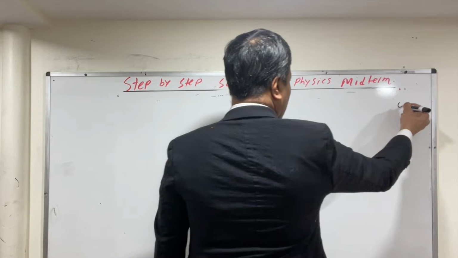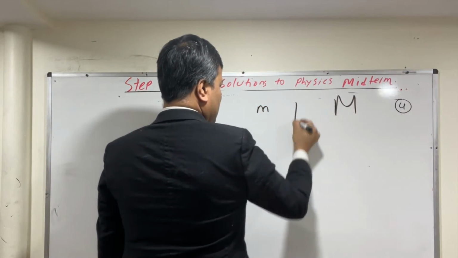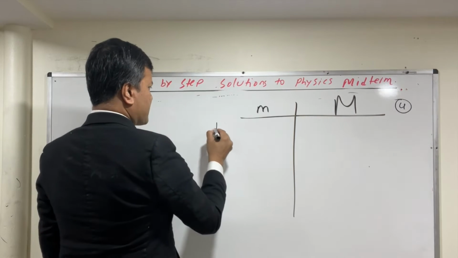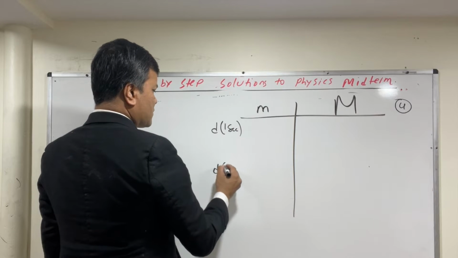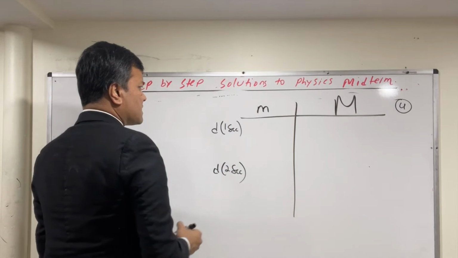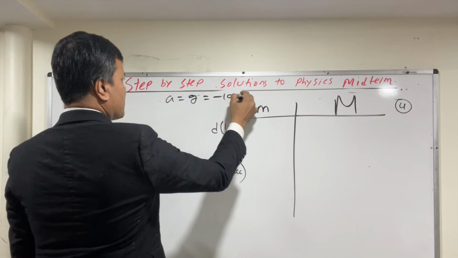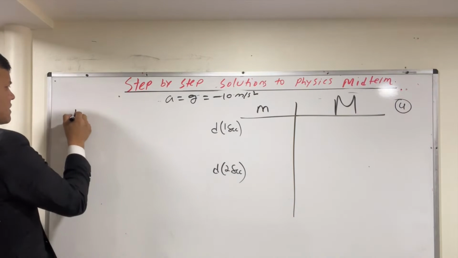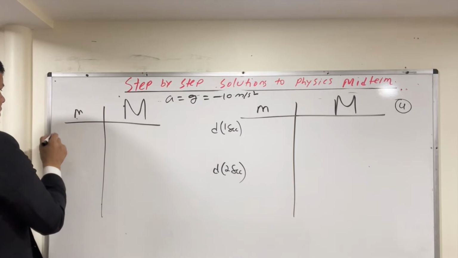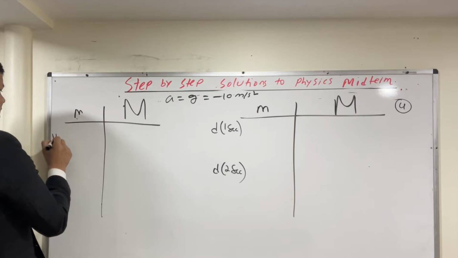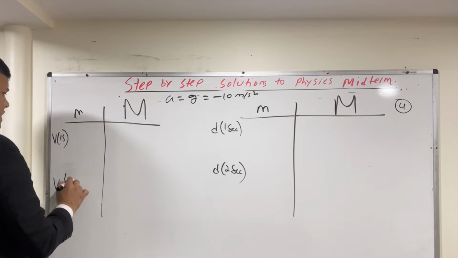Number 4, let's consider a light object and a heavy object, okay, and let's consider their displacement at the end of 1 second and at the end of 2 seconds. All right, acceleration due to gravity, of course I'm going to use -10 meters per second squared. And let's consider the heavy mass versus light mass, velocity at the end of 1 second and velocity at the end of 2 seconds.